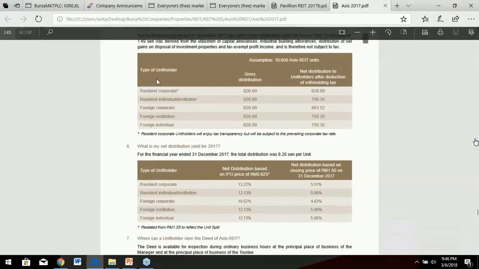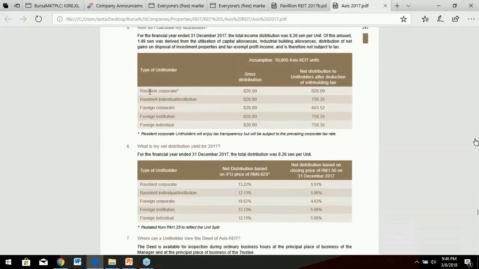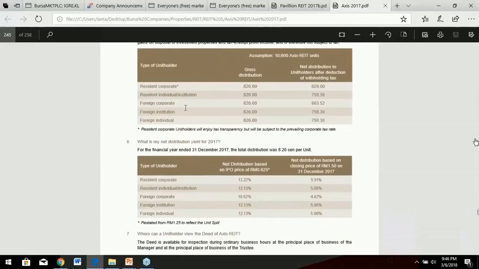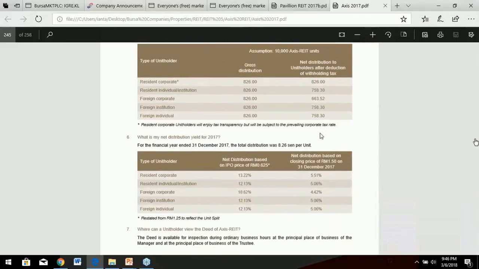Now it depends on the income. It depends on who is the recipient of the income. Is it a resident individual, foreign corporate, foreign institution, or foreign individual? So it depends on who is the recipient of the income from the REIT, and then the net distribution is accordingly. Anna, I think it's back to you. If you want to calculate, just download this report and you'll get an idea.